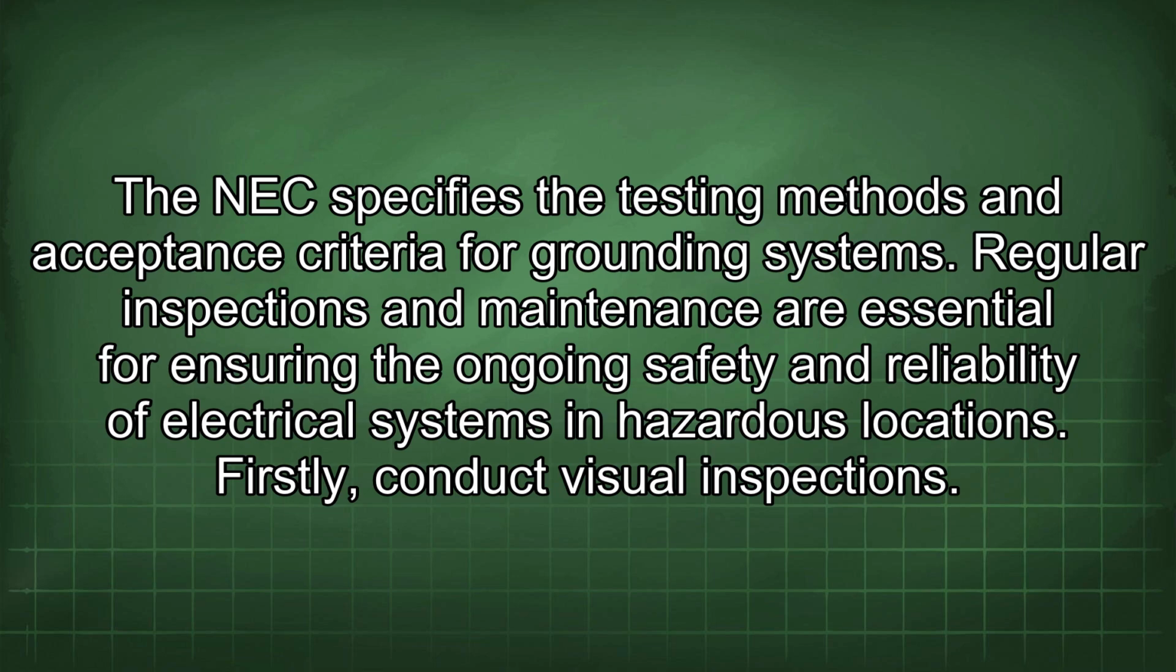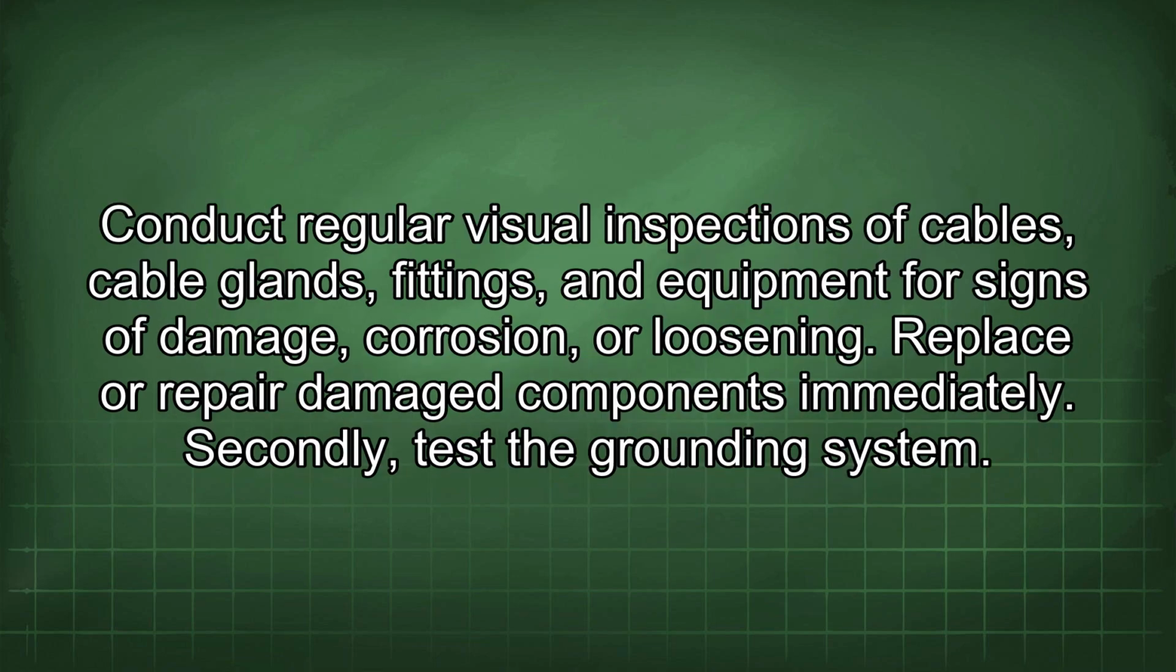Regular inspections and maintenance are essential for ensuring the ongoing safety and reliability of electrical systems in hazardous locations. Firstly, conduct visual inspections. Conduct regular visual inspections of cables, cable glands, fittings, and equipment for signs of damage, corrosion, or loosening. Replace or repair damaged components immediately.